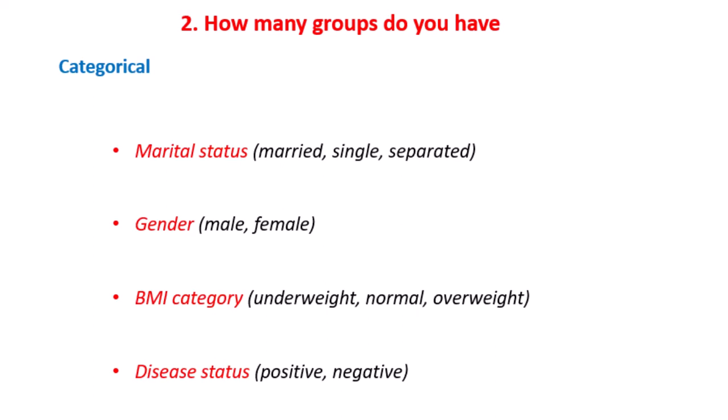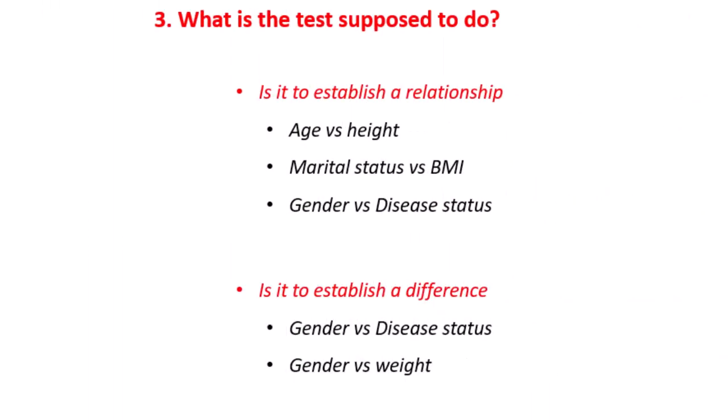The last question is, what is this test supposed to do? Is it to establish a relationship? We want to see, as age increases, how does height change? Or you want to look at a relationship between two categorical variables, marital status versus BMI. It could also be maybe gender versus disease status. You want to see whether disease status is different for the males and females.